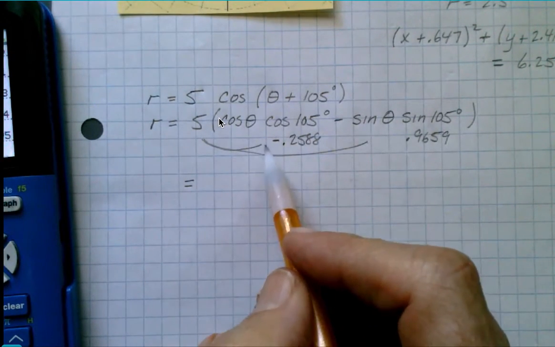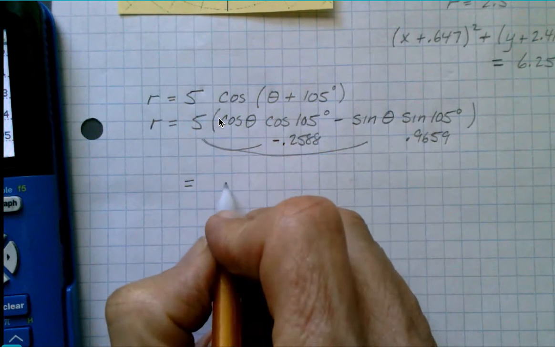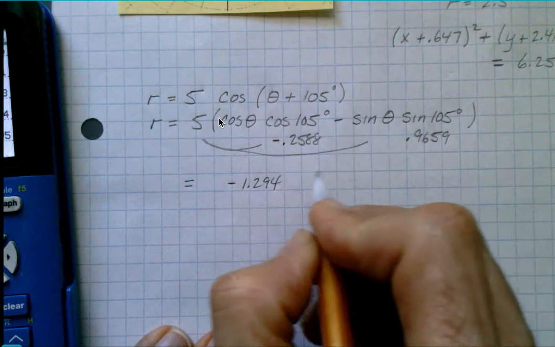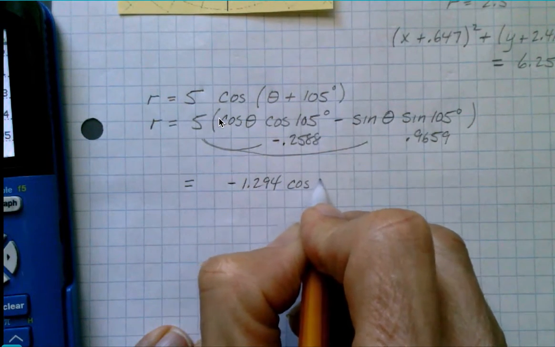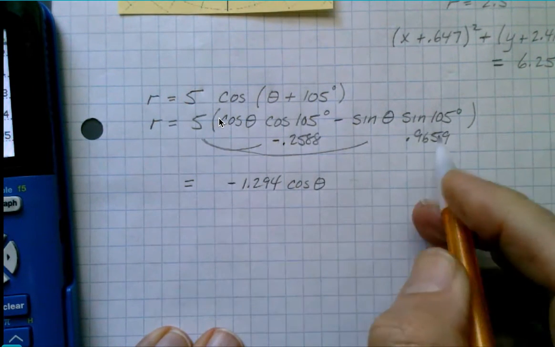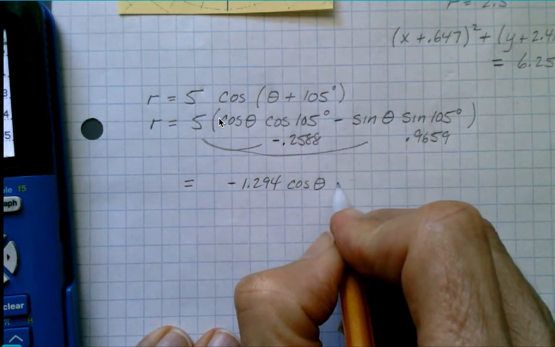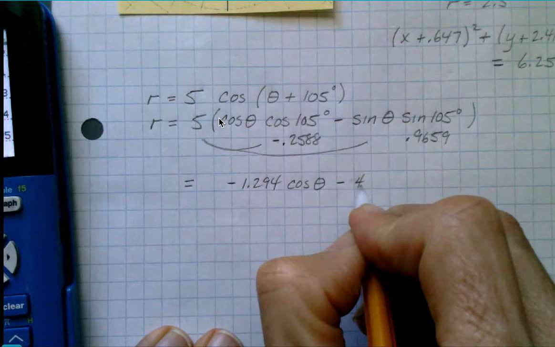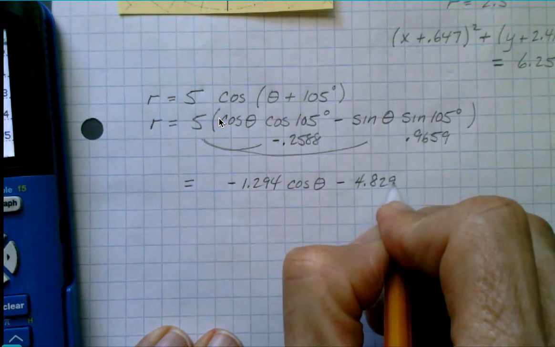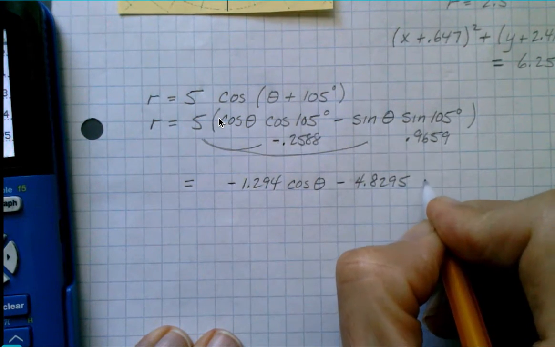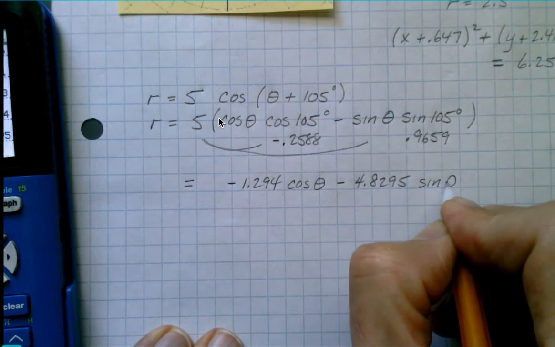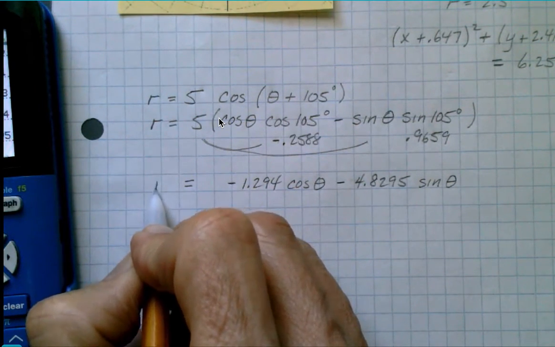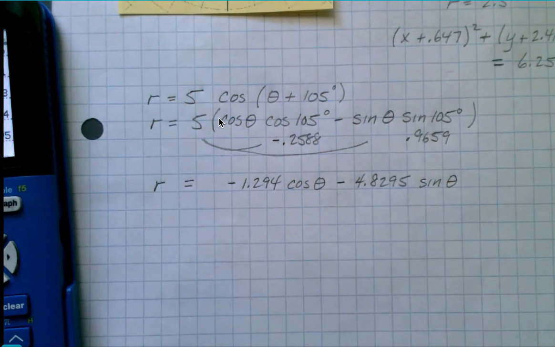So 5 times negative 0.2588 is negative 1.294 cos theta, and then I'll have minus, the minus right here, 4.8295 sine theta. And then that's equal to r.